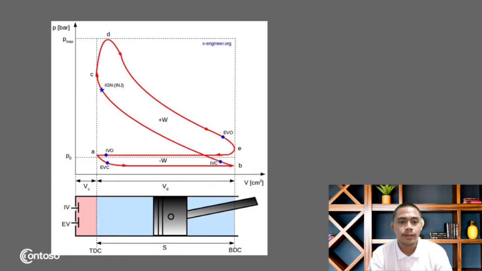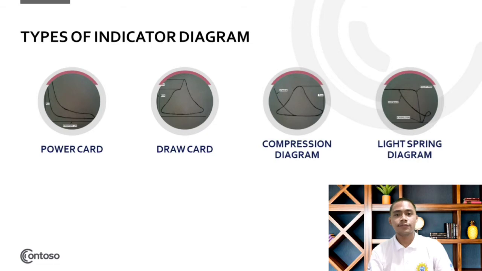From point E to point A is the exhaust stroke. The piston will now start to move up to the top dead center. But before it reaches the top dead center, the intake valve will open to be used for the intake stroke. And then the cycle goes on again. The types of indicator diagram are the power card, the draw card, the compression card, and the light spring diagram.